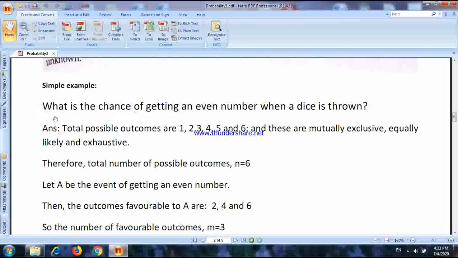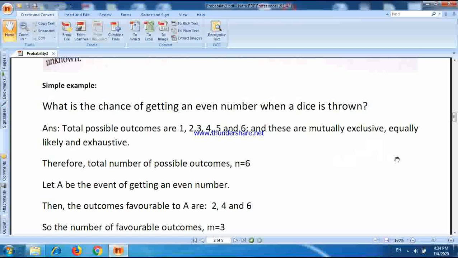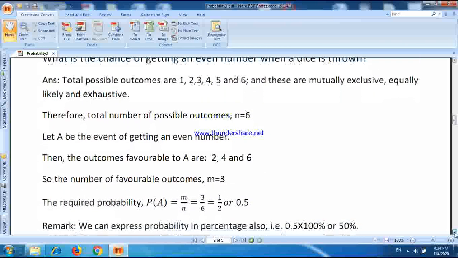So let's have a look at a simple example. What is the chance of getting an even number when a dice is thrown? When a dice is thrown, the total possible outcomes are 1, 2, 3, 4, 5, 6, and these are mutually exclusive, equally likely, and exhaustive. That means simply we say that n equals 6. n means total number of possible outcomes.